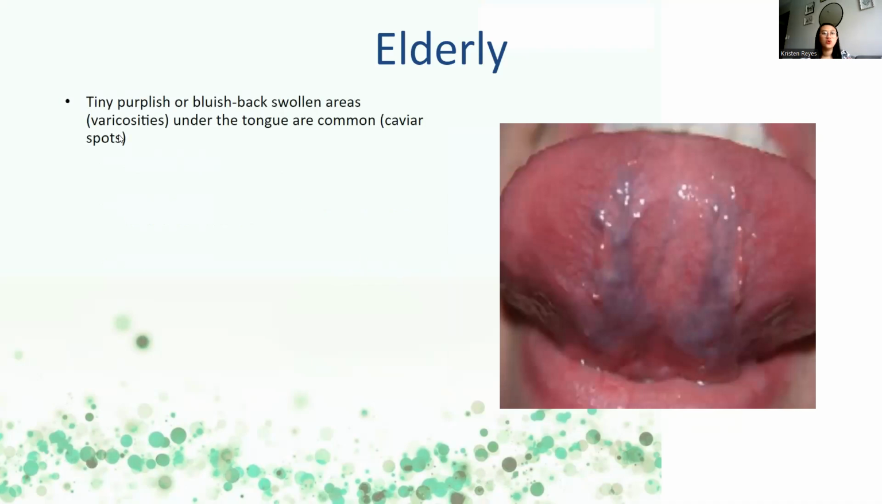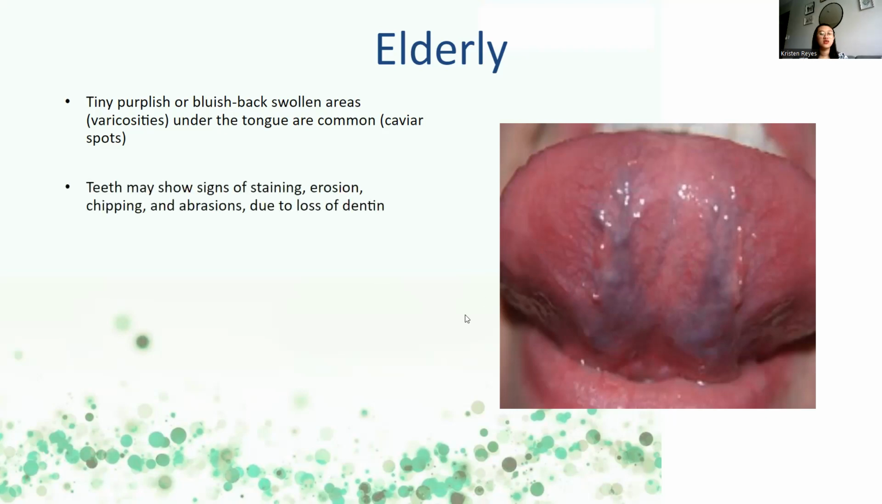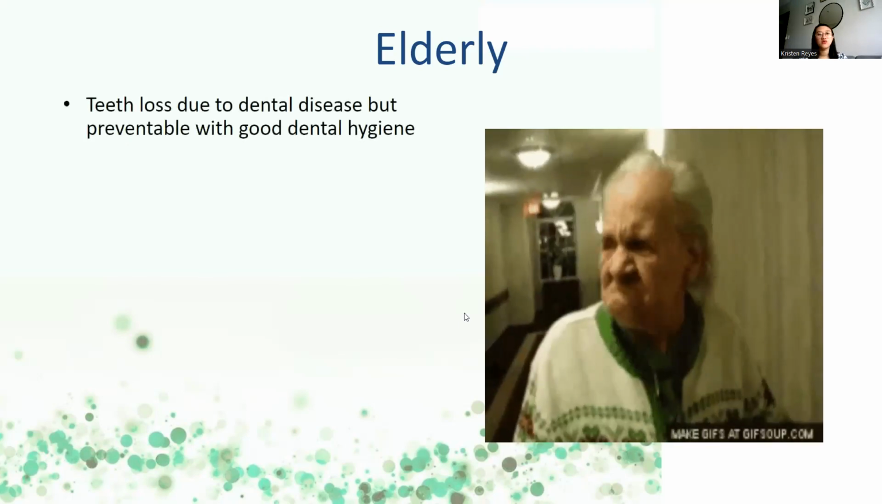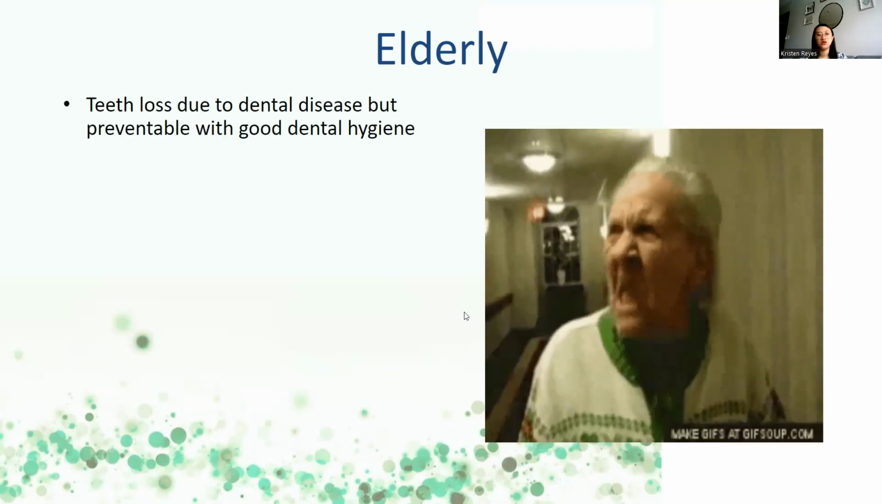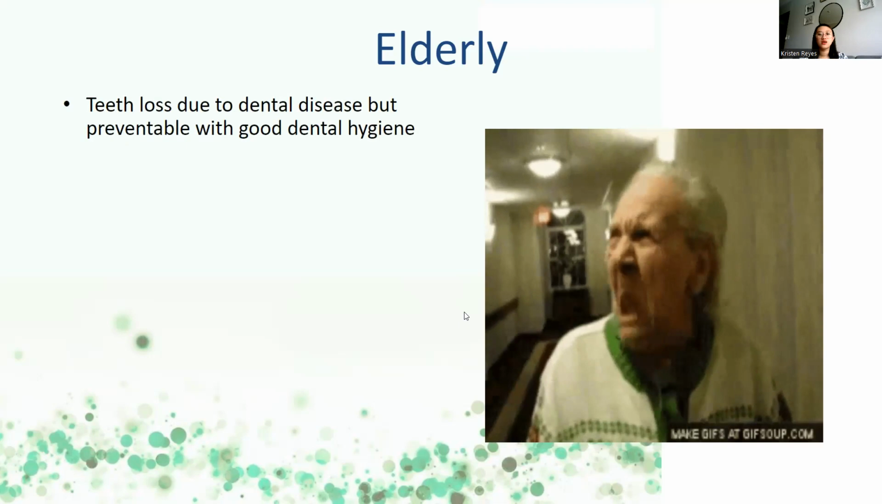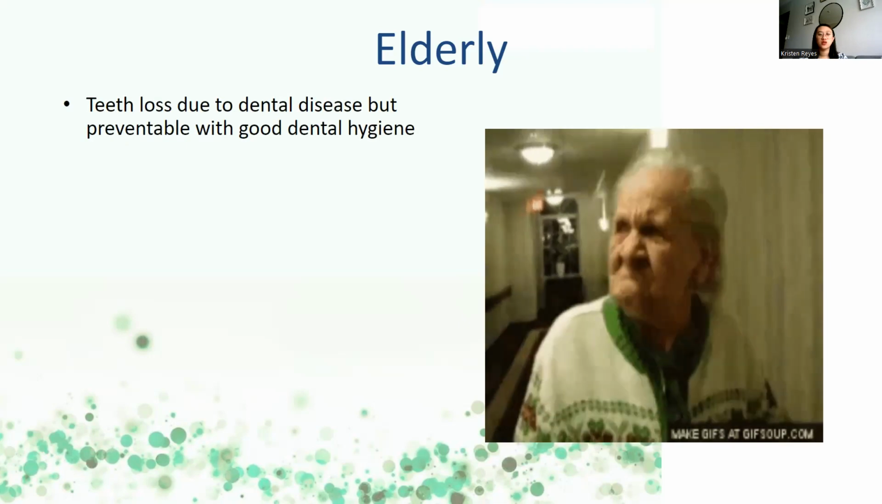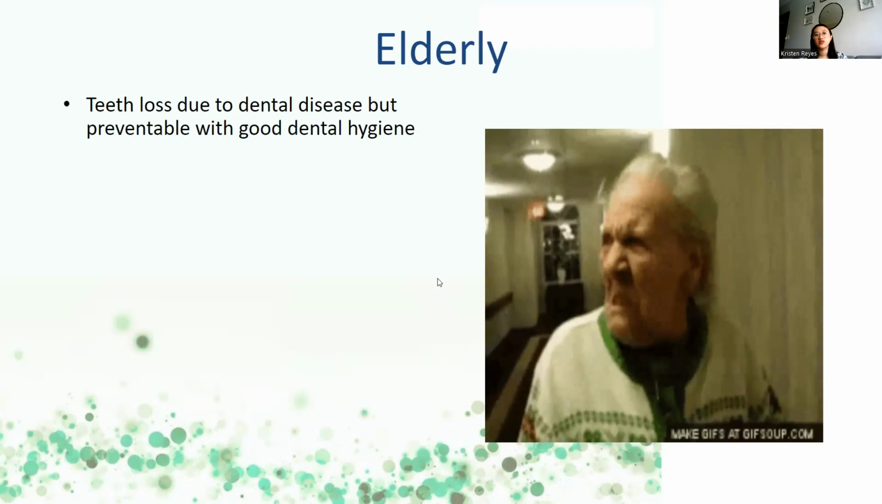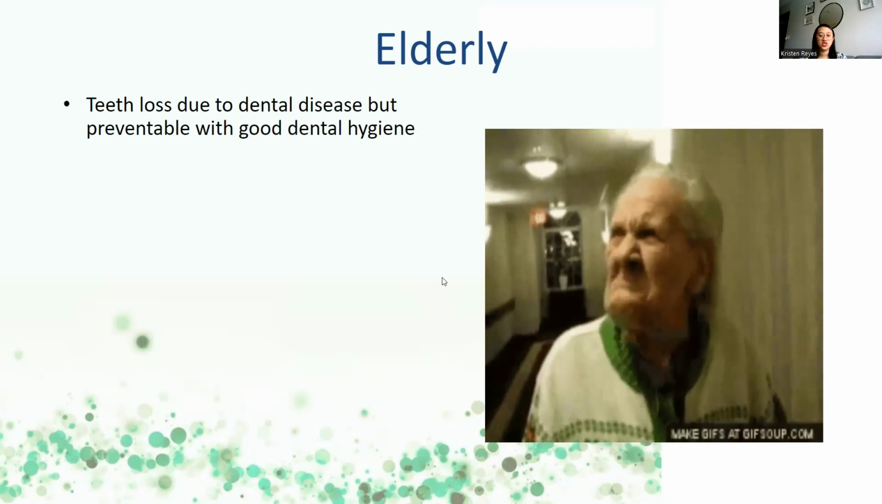Okay? Also, there are tiny purplish or black swollen areas or varicosities under the tongue. Okay? These are called caviar spots. Common in elderly. Teeth may show signs of staining, erosion, chipping, abrasions due to loss of density. And of course, teeth loss. No? It's very common in elderly as well. But, of course, it's preventable with good dental hygiene. Okay?